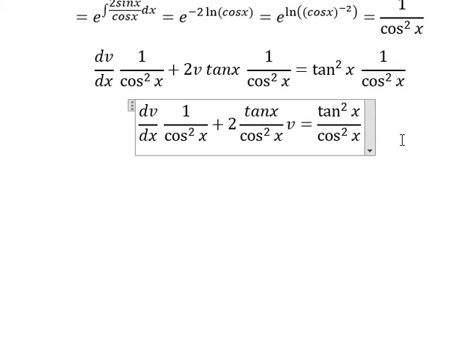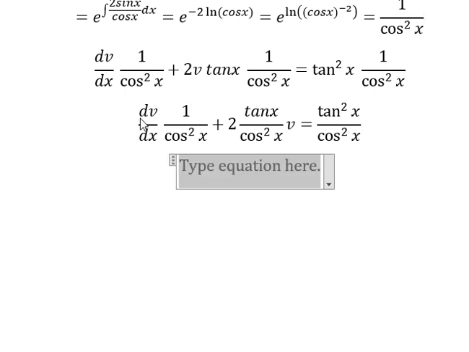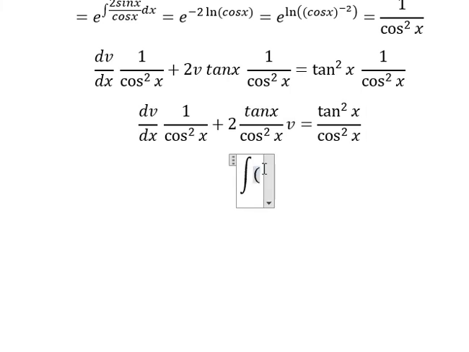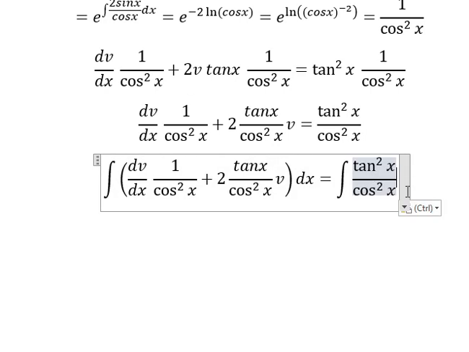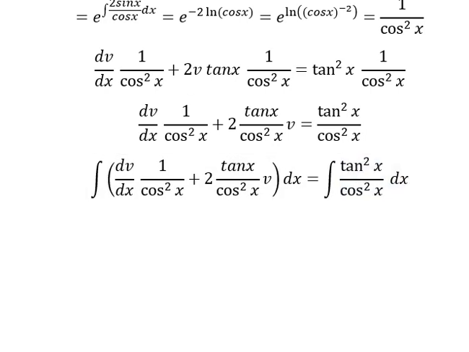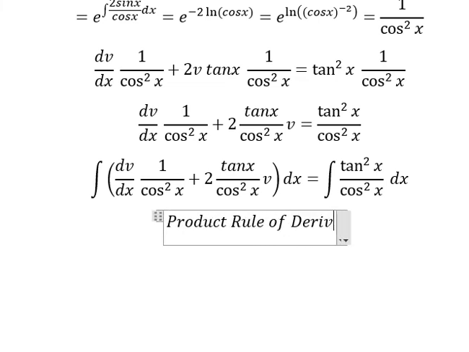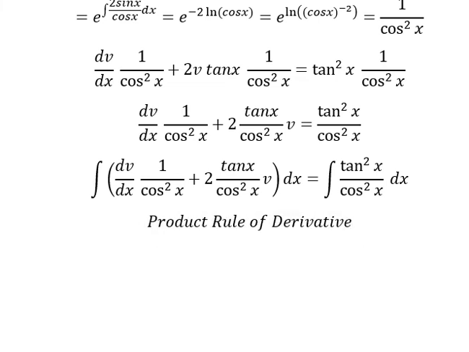Next, we need to integrate both sides. Next, we need to use the product rule of derivative. So we have the first derivative of y equals the first derivative of a multiplied by b plus the first derivative of b multiplied by a.